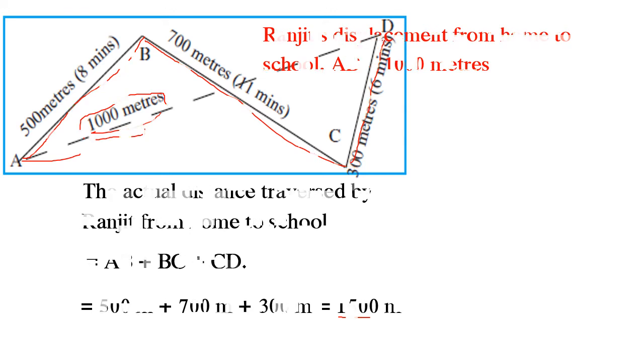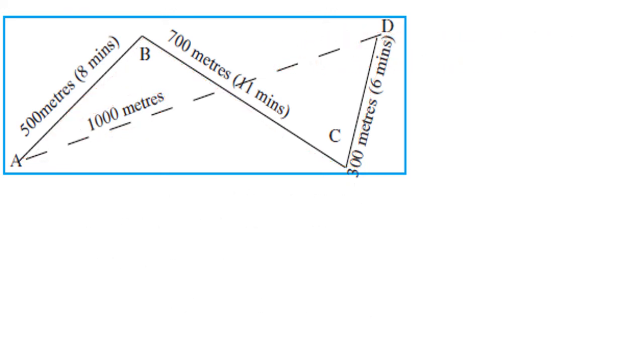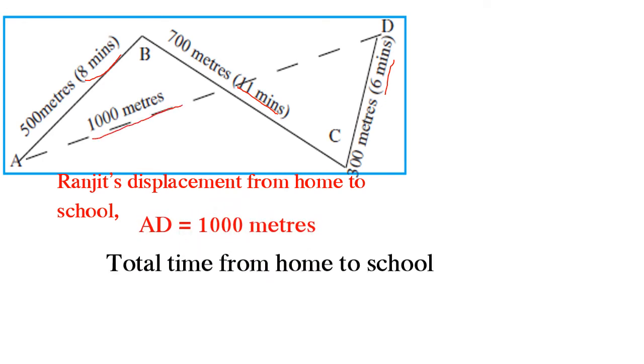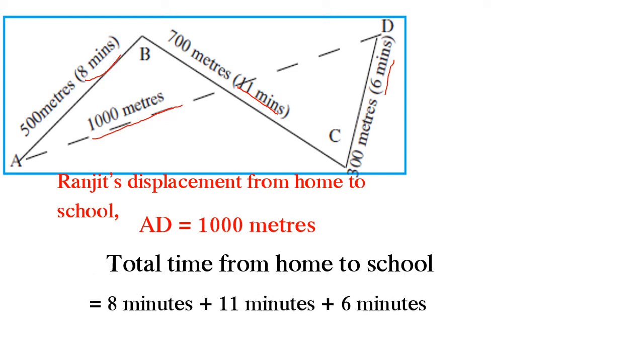Now he is traveling this distance from A to B in 8 minutes, B to C in 11 minutes and C to D in 6 minutes. Okay, so Ranjit's displacement from home to school is 1000 meter as we know. Now the time taken by Ranjit from home to school will be equal to 8 minutes plus 11 minutes plus 6 minutes, that will be equal to 25 minutes. So the time required for reaching school will be 25 minutes.